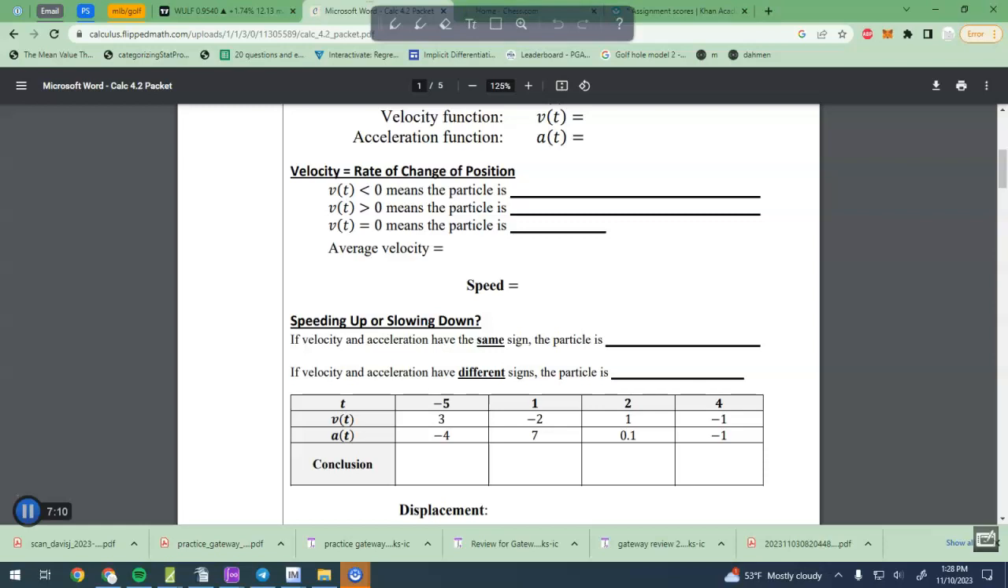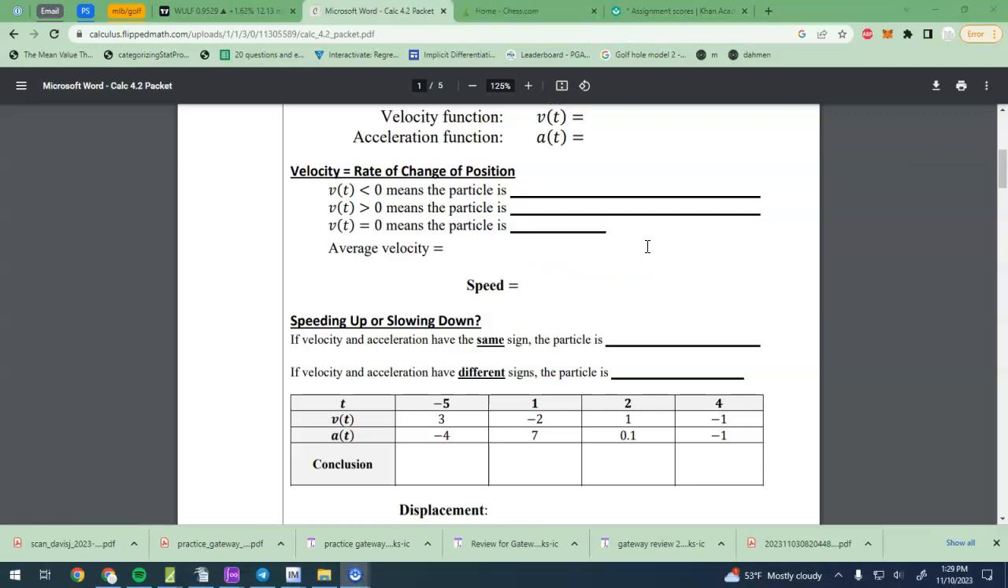It is the derivative, but it's like more than that. If I said how fast were you going, would you ever tell me a negative number? So speed cannot be negative. Speed is just like the size of it. So speed is the absolute value of velocity. Now, speed cannot be negative.